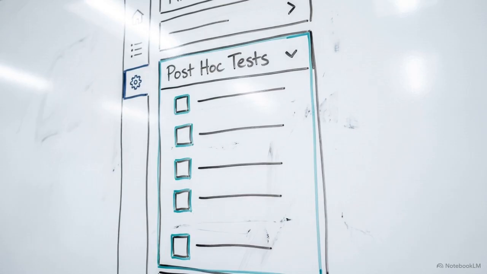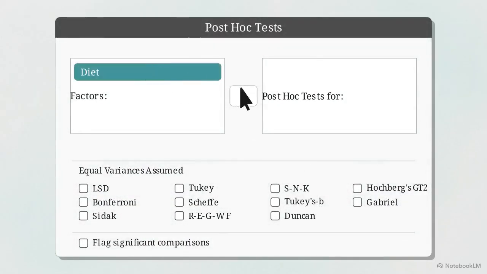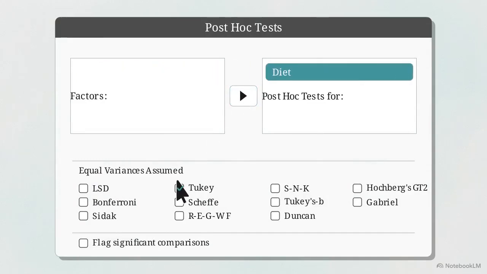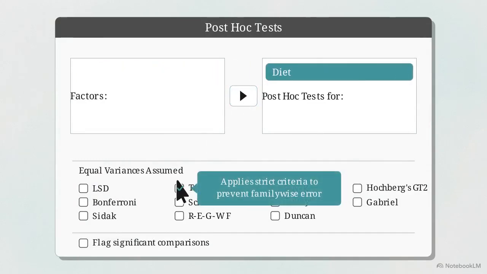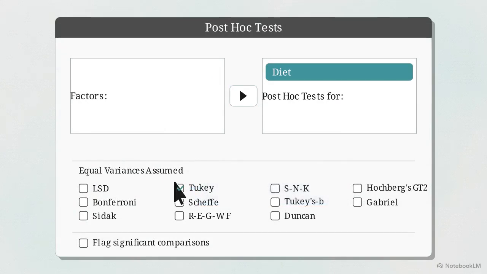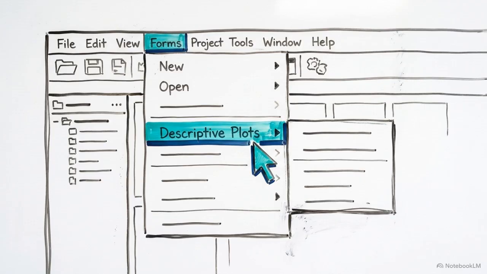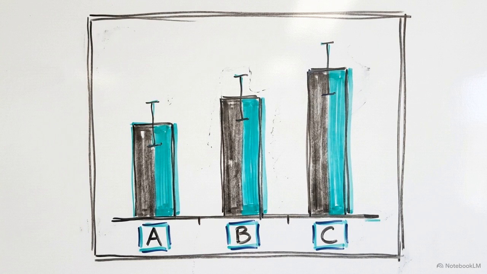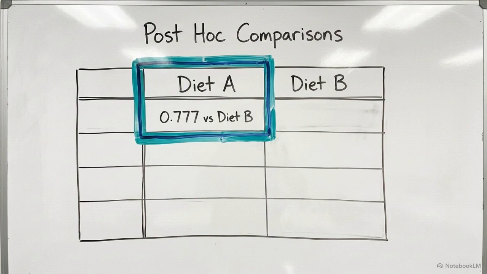To find those specific differences, expand the Post Hoc Tests menu in the Analysis panel, move the diet variable to the Analysis box, and select the Tukey correction. This method applies the strict criteria necessary to prevent the family-wise error we discussed earlier. You should also check the box to flag significant comparisons. To make these results easier to communicate, go to Descriptive Plots and map the diet variable to the horizontal axis, then enable error bars. This Tukey table identifies our specific winners.